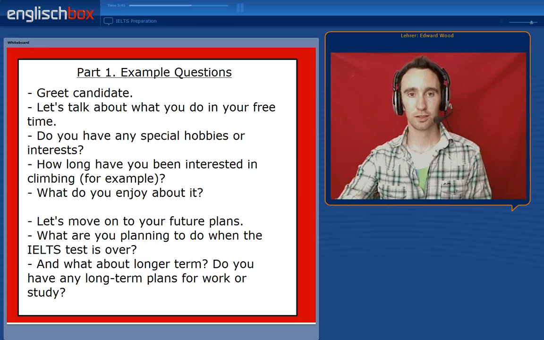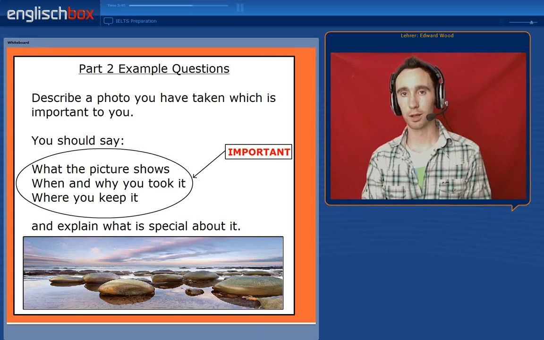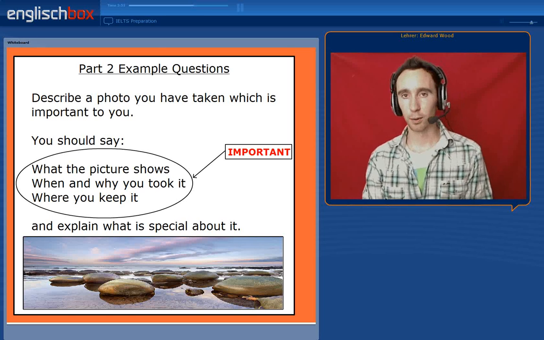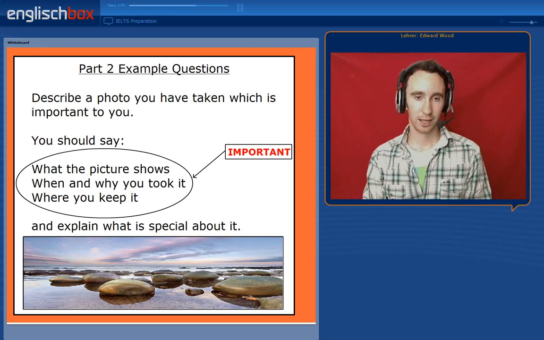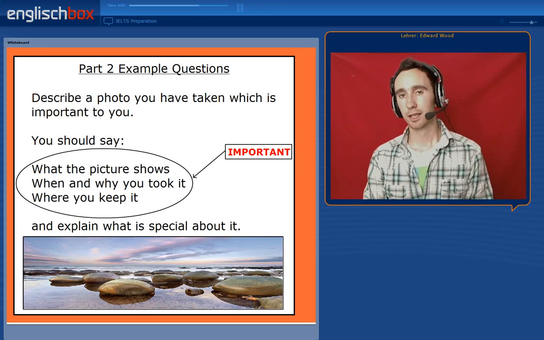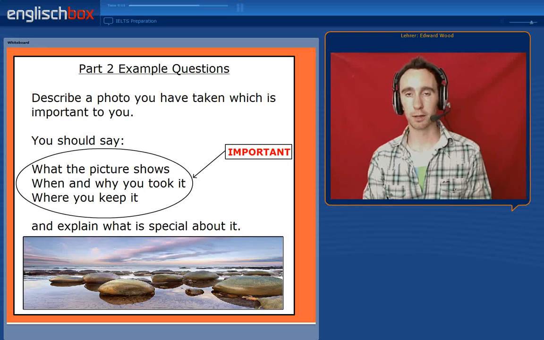In section 2, you're given a card with the layout as is shown in front of you now. One example here says, describe a photo you have taken which is important to you. You should say what the picture shows, when and why you took it, where you keep it, and explain what is special about it. Now, like I said in the introduction to this video, it's very important you cover these 3 points and also the final point, explaining what is special about it. So you have a few minutes to talk and make sure you cover these 3 points.